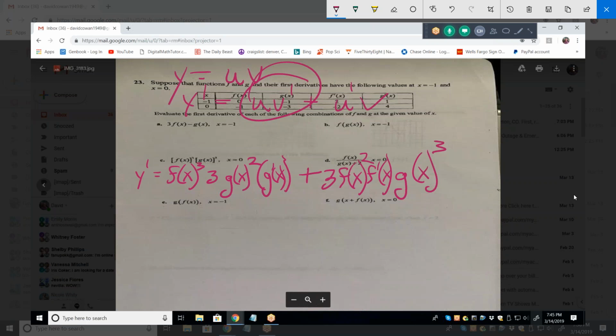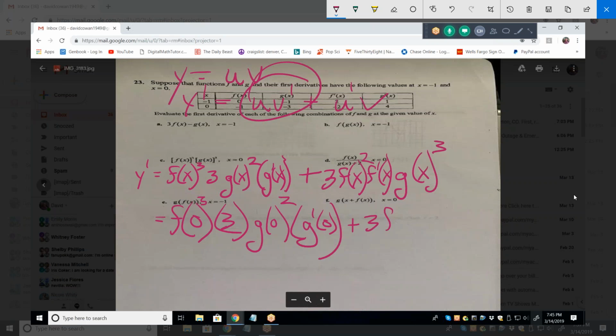Okay. Now we just got to fill in the number. Let's see, the number is 0. So it's f of 0 cubed times 3 times g of 0 squared times g prime of 0. If I make a mistake, holler. Times 3f of 0 squared times f prime of 0 times g of 0 cubed.